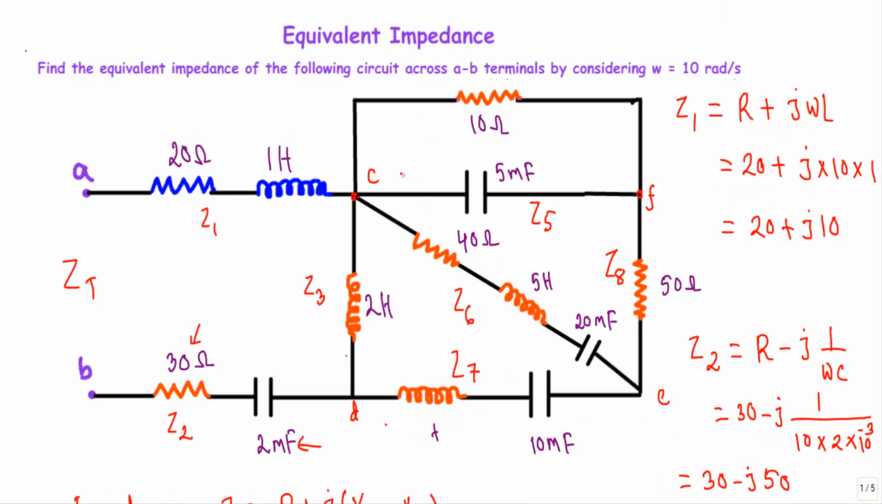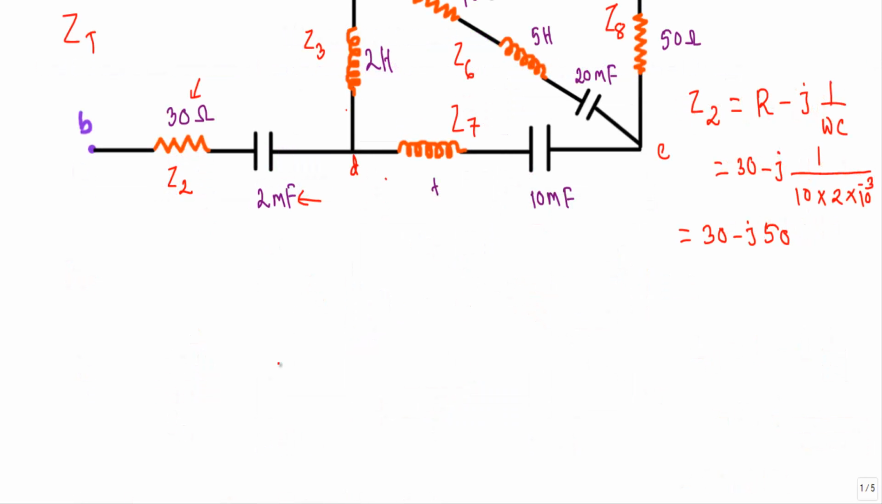Now see, the branch between this C and D terminal has an impedance of Z3 and it contains an inductor of 2 Henry. Therefore, the branch impedance Z3 we calculate by using this formula jXL, because it has only an inductor. So it will be j omega L. Here omega is 10 and L is equal to 2. So here I will get j20 ohm. Okay.